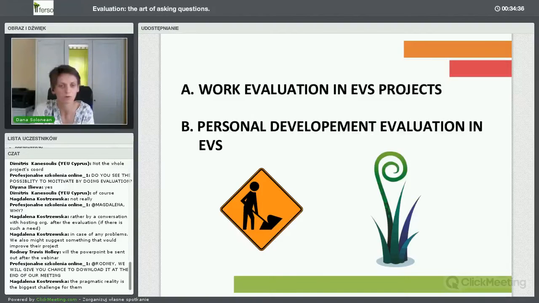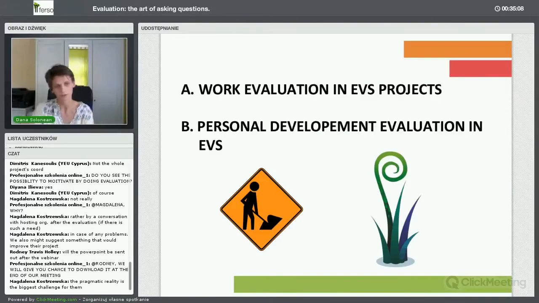But basically, I want to focus now on work evaluation and on personal development, because these are the most important ones. Even though I do believe that an evaluation with the language teacher, or whoever is giving the language lessons, is really important, or an evaluation about the flat conditions and so on. But about work evaluation, it is in charge of the project coordinator or the project supervisor.